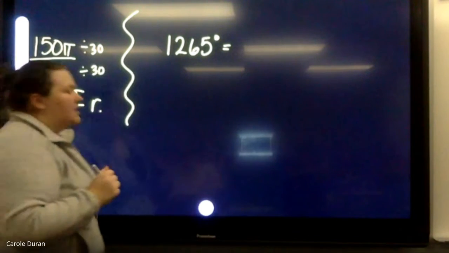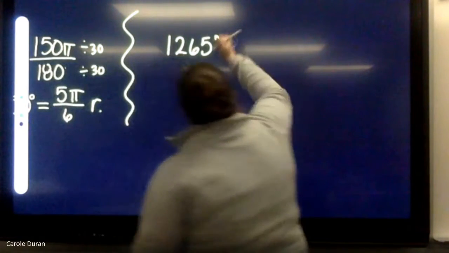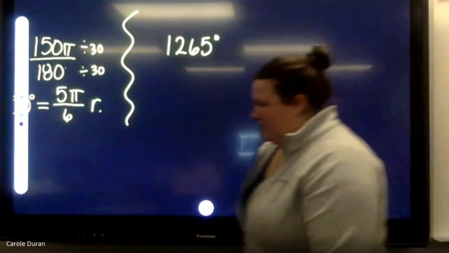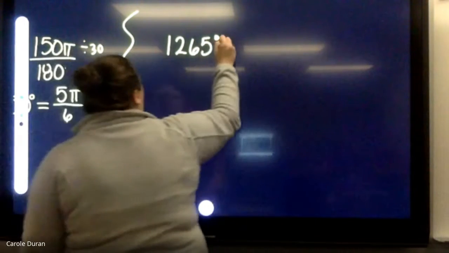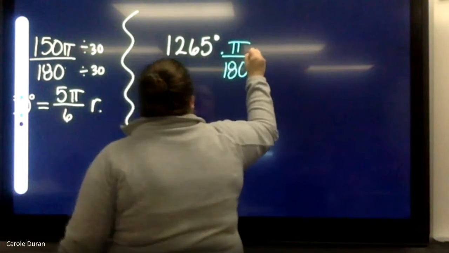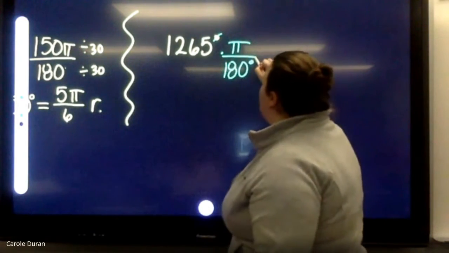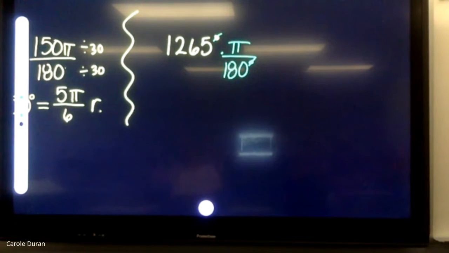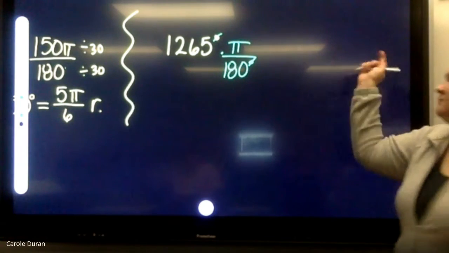1,265 degrees, I would like to convert into radians. So what am I going to do with that 1,265 degrees? Multiply it by pi over 180. This ensures that my degree unit is going to cancel, leaving just the pi, which indicates radians. Good. Now what do I do? Go straight across.